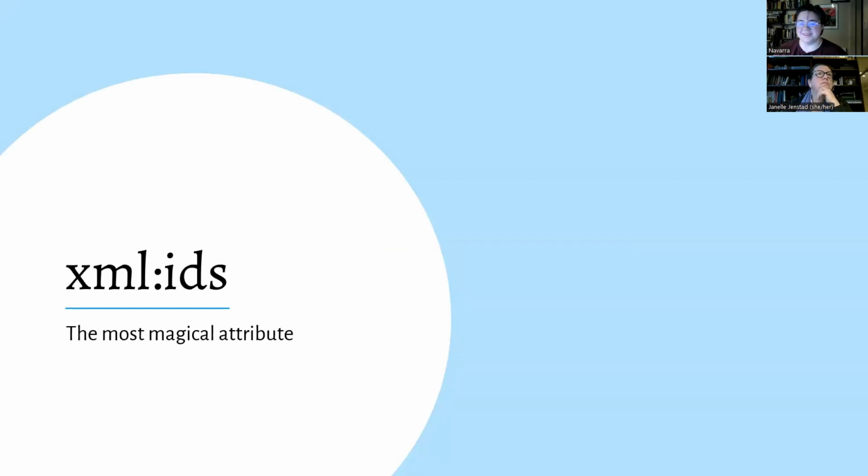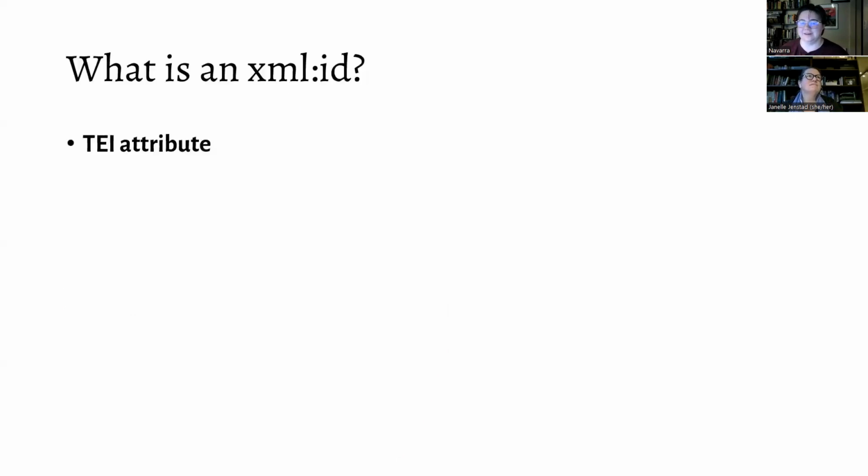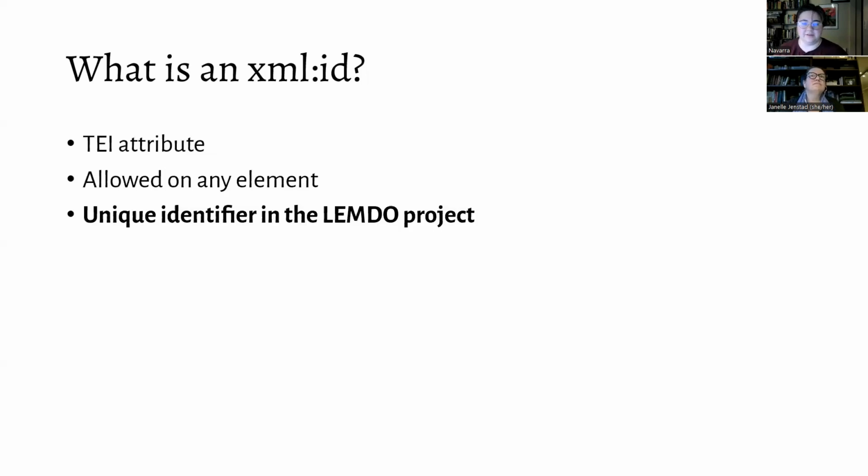So XML IDs, the most magical attribute. This is really a foundational thing in the LEMDO environments. It's kind of what everything ends up being built on. An XML ID is a TEI attribute. It's allowed on any element, and it's a unique identifier within the LEMDO project. An XML ID is only going to exist once within the entirety of LEMDO.